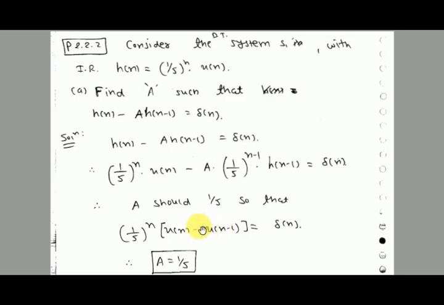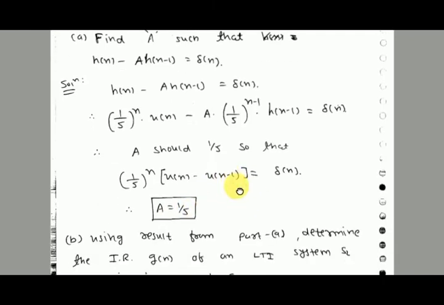But del of n, this is nothing but del of n. So del of n multiplied by this signal, here n will be replaced by n equal to 0, because del of n is non-zero only at n equal to 0, so the overall will be non-zero only at n equal to 0. That's why a will be equal to 1 by 5, because then the two sides are satisfied.